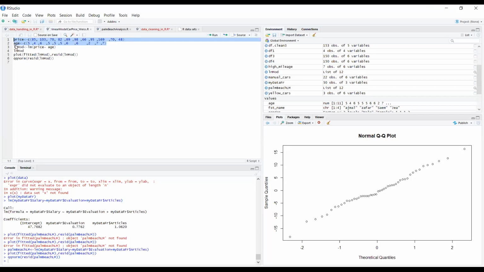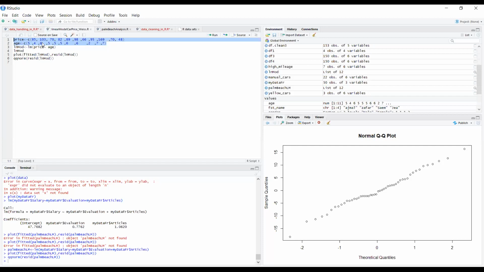Another vector is formed for age, but I am not going to construct a data frame, because if I join price and age into one collection, that collection in R is referred to as a data frame. So I am not going to make a data frame. I have two isolated vectors: one is the price vector, the other is age. When I run these two commands, two vectors will be created in our session, in our memory.